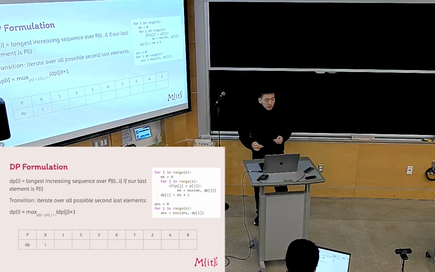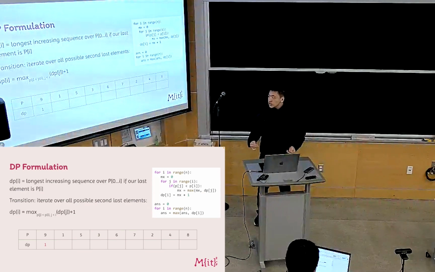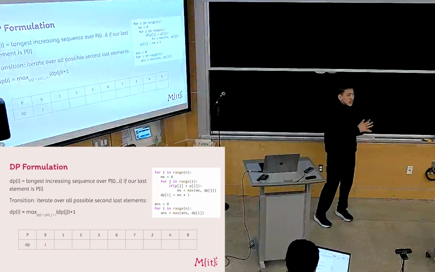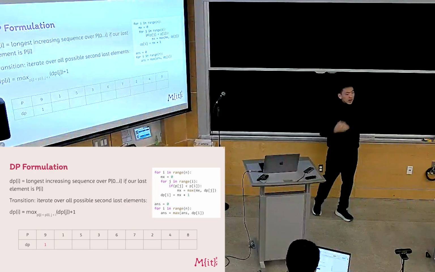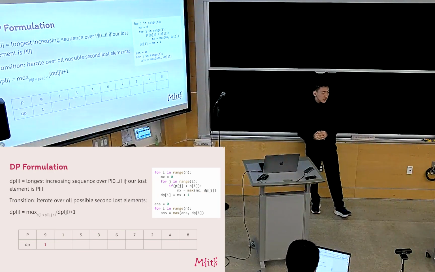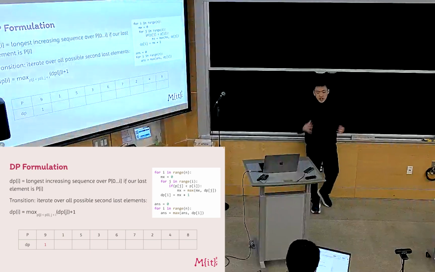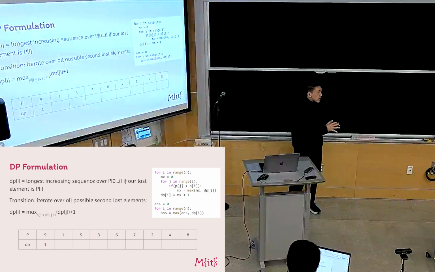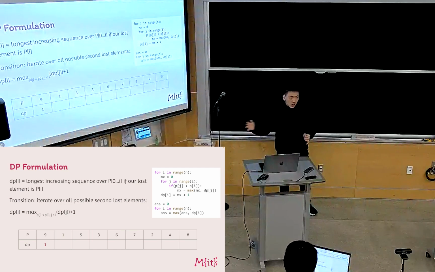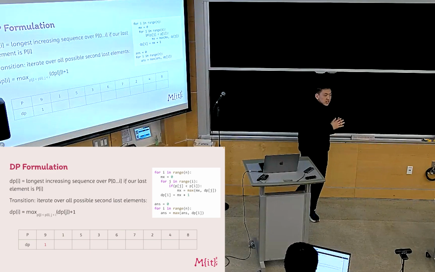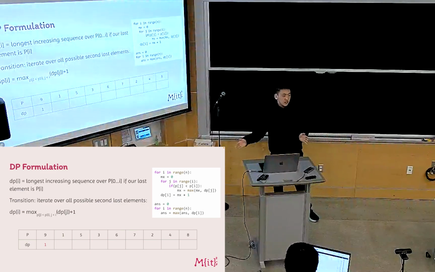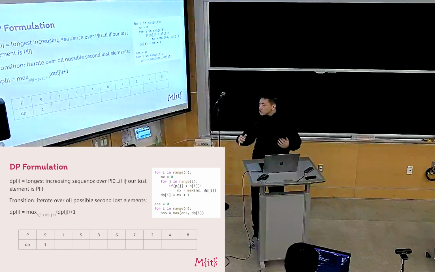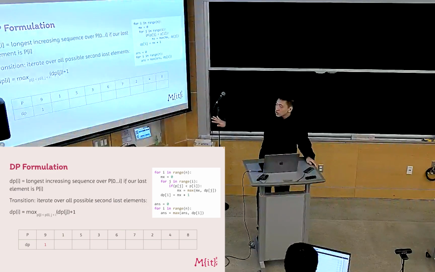So, for example, how might our transition look? We would iterate over all possible j, such that j is less than i, and it can possibly be the second to last element. But when can j be the second to last element? Well, it can only be the second to last element when p[j] is less than p[i]. Or in other words, only when the second to last element is less than the last element, because it has to be increasing, right? So I guess as a demonstration, we can try running our DP over this array.